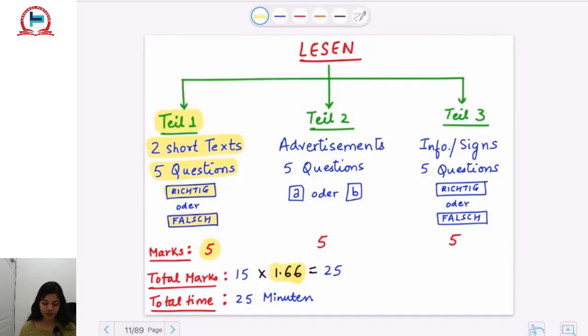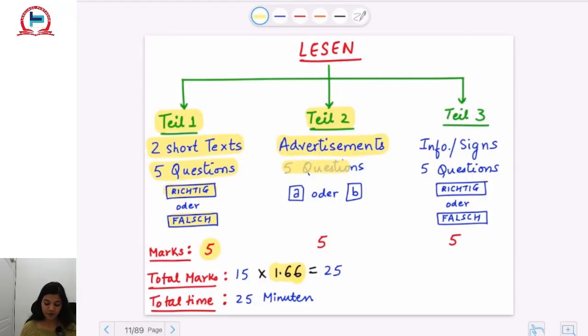Moving on to Teil 2. In Teil 2, there are advertisements given. There will be a situation or a condition given, and for that, 2 advertisements will be given. You have to mark the answer A oder B. You have to match which advertisement would match with which condition.